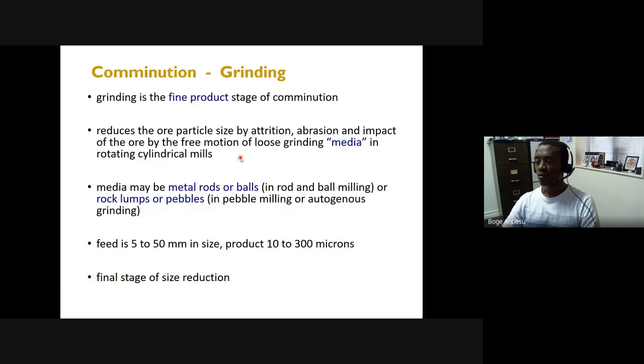Again, for the grinding stage, what is more important here is that we can have grinding as the final stage of the comminution process. So when we talk about grinding, we're typically looking at the stage where we have now liberated the majority of the particles. If your grinding doesn't give you liberated particles, then it's not a successful grinding stage.